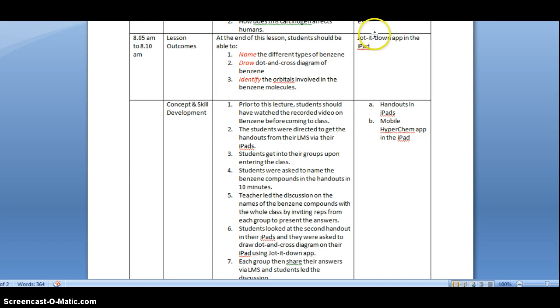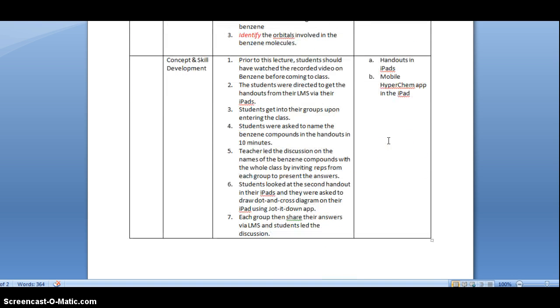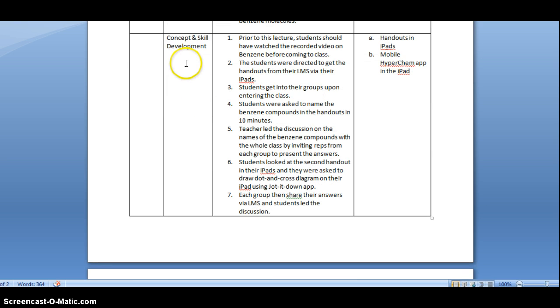Over here under resources or materials, I am using an iPad app called Jot It Down to show the lesson outcome to the students. After that we move on to concept and skill development. What are the concepts and what are the skills that you want to develop in your students? This is where your instruction actually comes in.